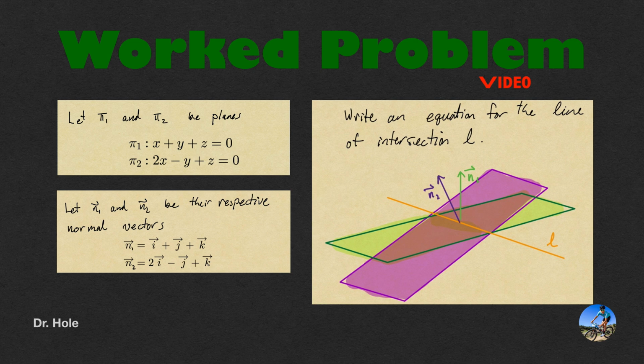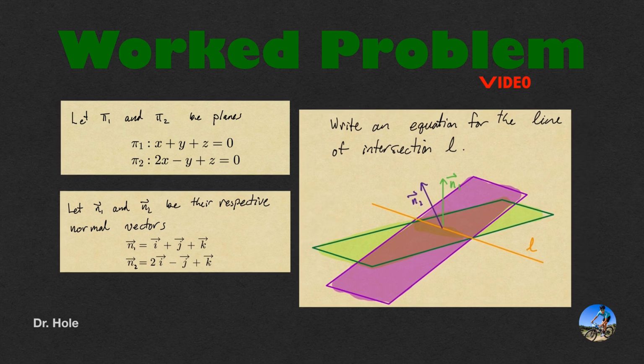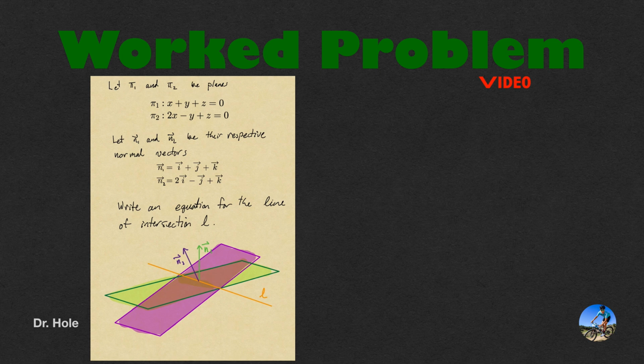These two planes are not parallel, therefore they will intersect. And here it's drawn. The line L is the line of intersection of the two planes. We want to come up with equations for the line L. All right, so here's our problem. Let's get working on the solution.